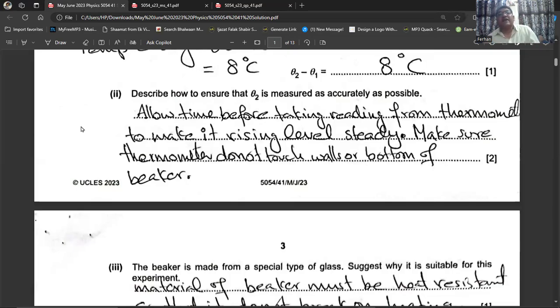This is how you do it more accurately. I have written an answer. I have written: allow time before taking reading from thermometer to make the rising level steady. So the level of the mercury in the thermometer is rising, so you wait until that rising level becomes steady. Make sure the thermometer does not touch the walls or bottom of the beaker. So you have to make sure of this.